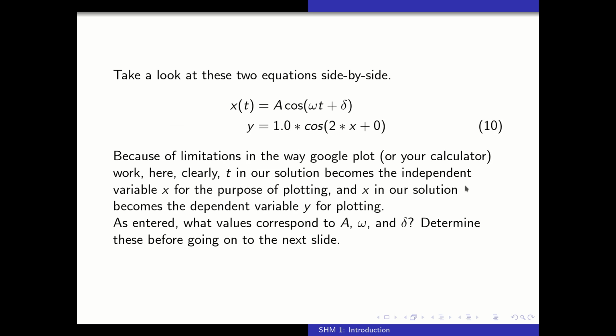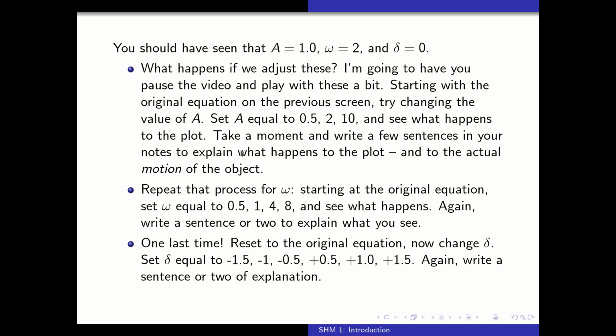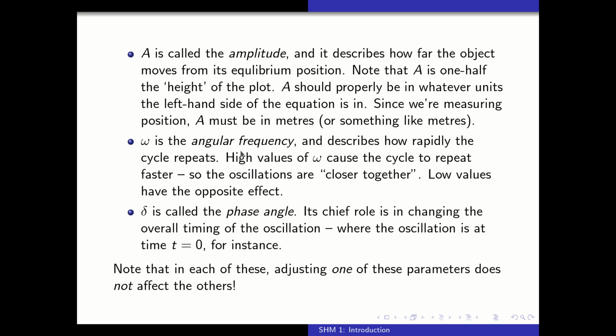So if we come back to our Google plot here, we see an A value of 1. The height of that plot from the equilibrium is 1. The depth is 1. So the total trough to crest height is 2. A is half of that, at 1. A should be in whatever units the left-hand side of the equation is in. Since we're measuring position, where this thing is with respect to the equilibrium, A has to be a position. It has to be a distance in meters or something like meters, centimeters, inches, furlongs, whatever.